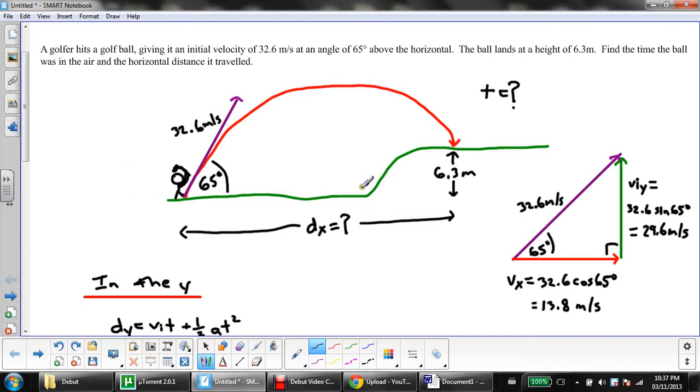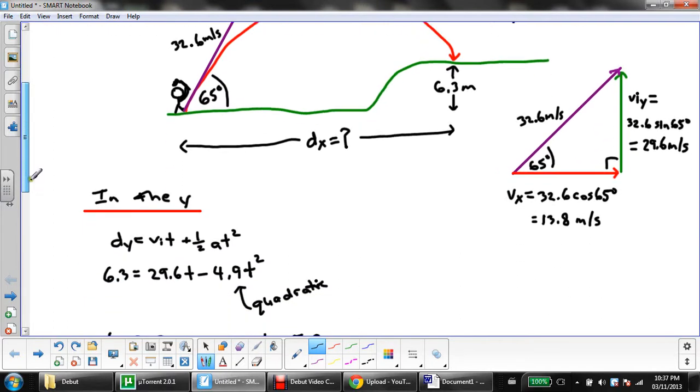So if you try and decide what am I going to work in, well, all I have in the x is vx. I want dx. I don't know time. I'm not getting anywhere in the x. But in the y, I've got the initial y velocity over here. I've got a dy. I've got the acceleration is minus 9.8. So I started here in the y, and I use this equation right here: dy equals vit plus 1/2 at squared, and I started plugging in. I know the height that it's going to be at is 6.3.